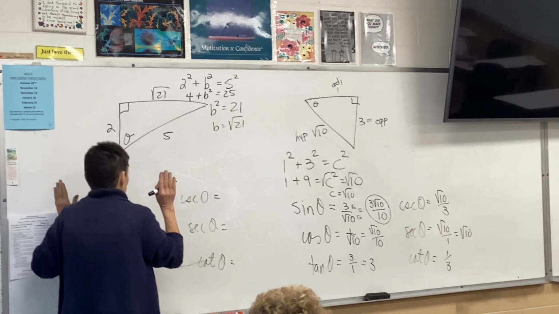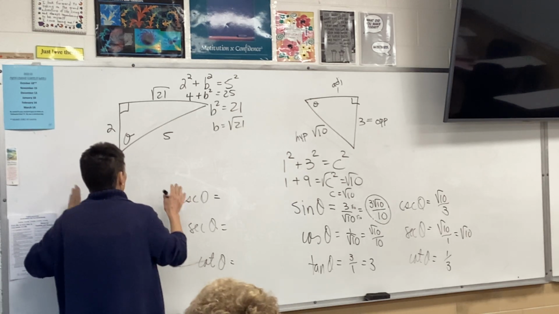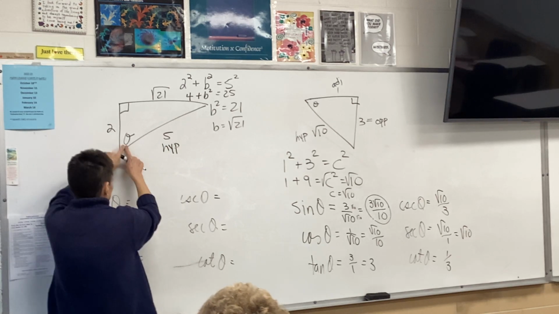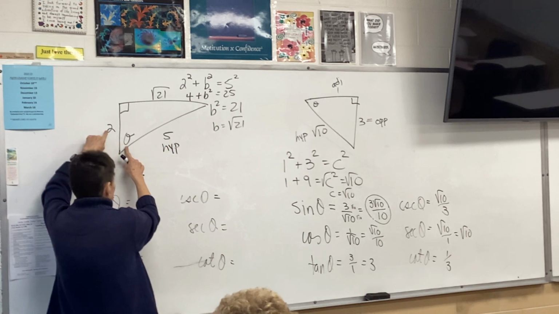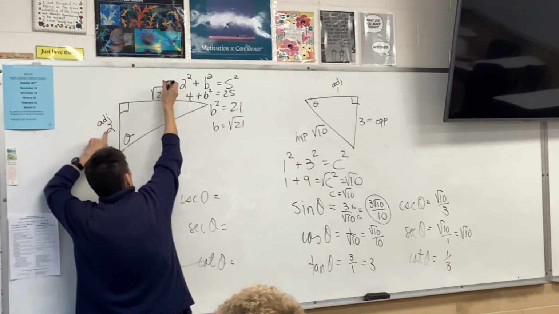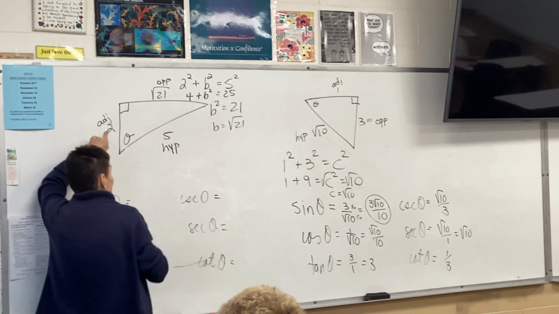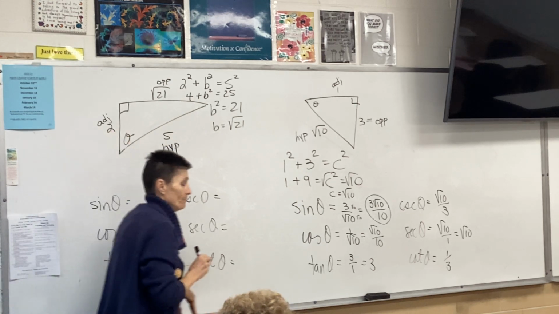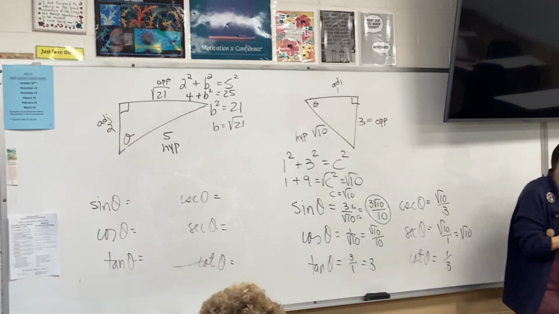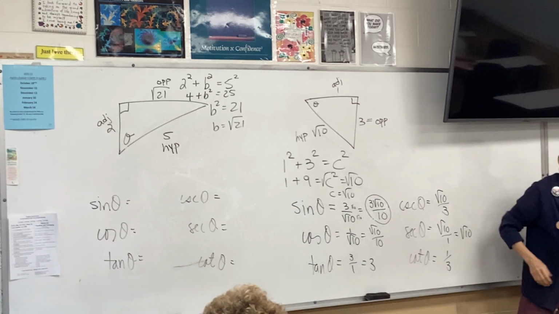All right, now, I have to label opposite, adjacent, hypotenuse. I know the 5 is the hypotenuse. Here's theta. What's the 2? Adjacent. Perfect. And root 21 then is opposite. All right, fill them in. Let's check them when you're done. Do all 6 of them.